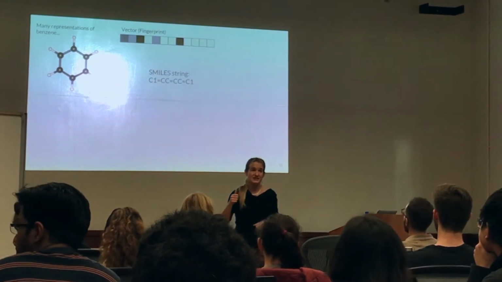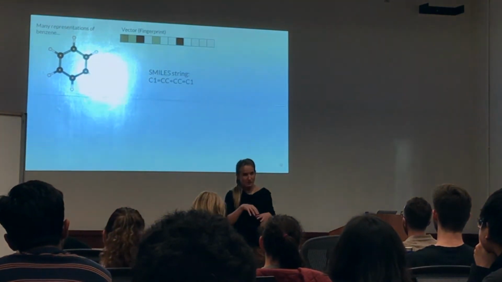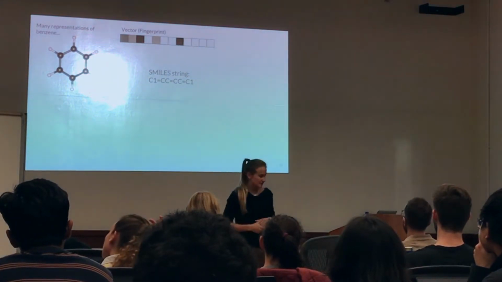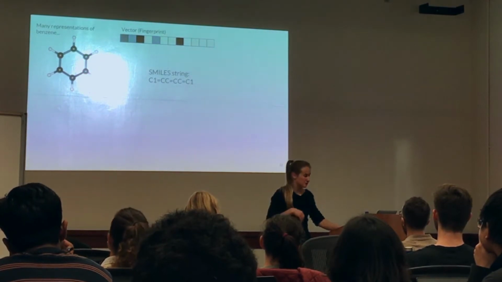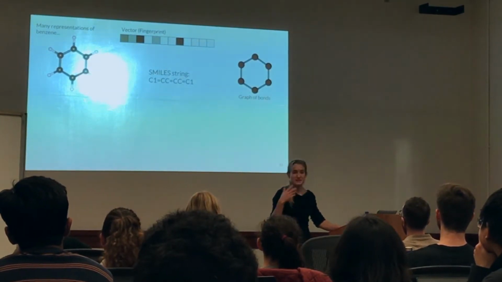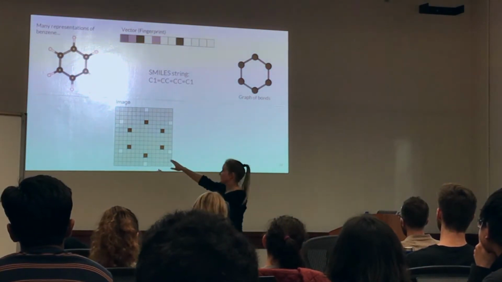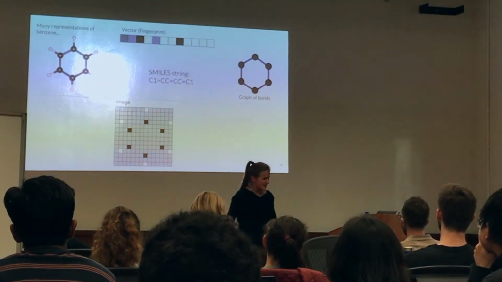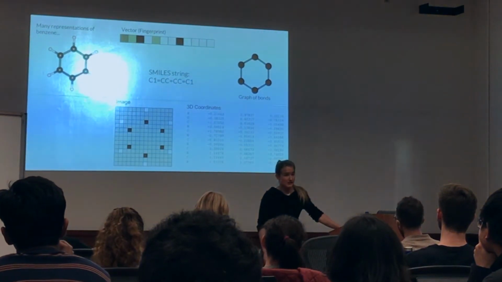So I actually am pretty convinced that one of the reasons why we're seeing so much more advancement in small molecules rather than other types of things is partially because it's just a representation that can work with networks we already have. You could represent it as a graph of bonds, you could represent it as an image, but all these gray pixels, it's kind of dead space, so it's a very sparse representation. Or you can deal with 3D coordinates.